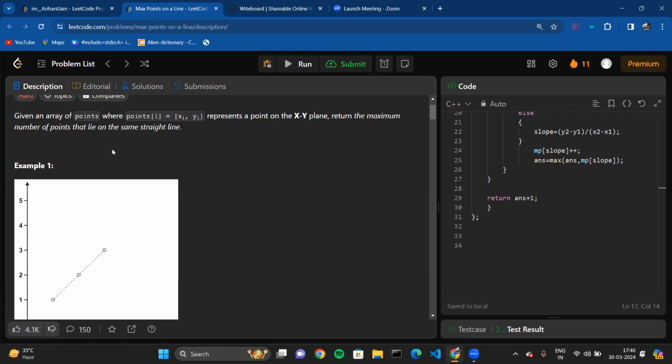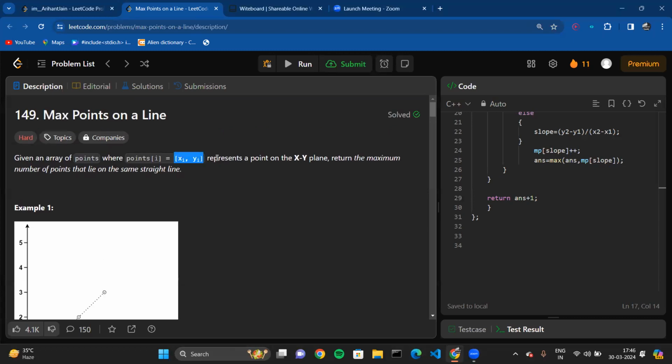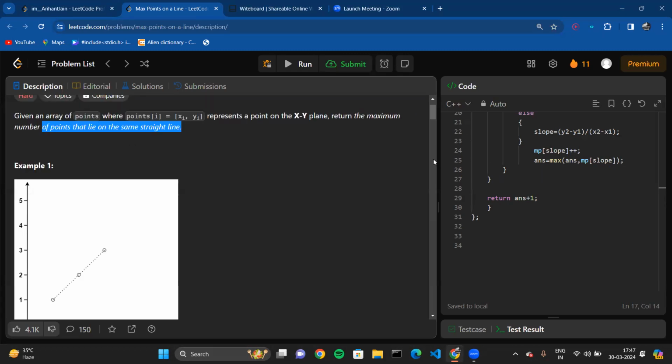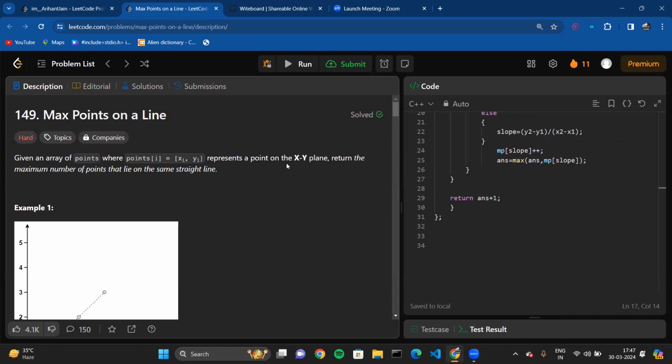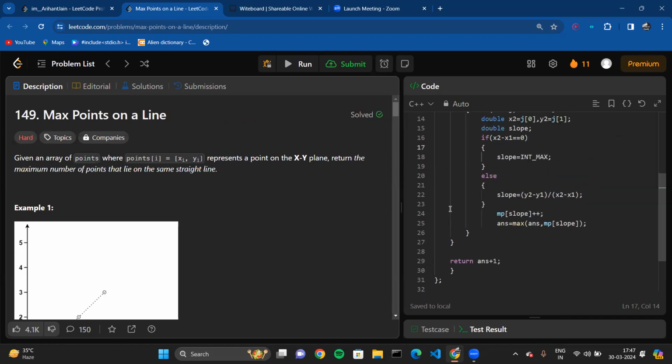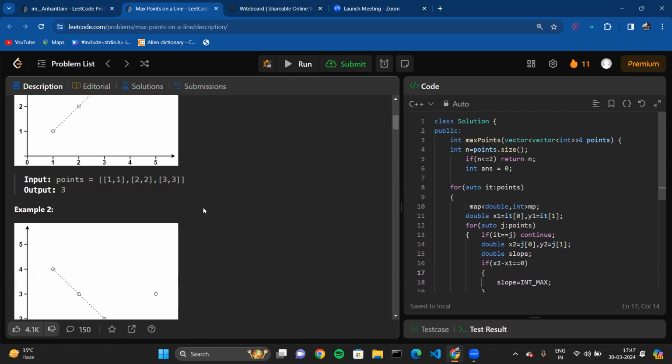So we are given an array points where points of i is the array itself, which contains two things, xi and yi. And then we need to return the maximum number of points that lie on the same straight line. So what can be the intuition? The points which lie on the same straight line have the same slope.